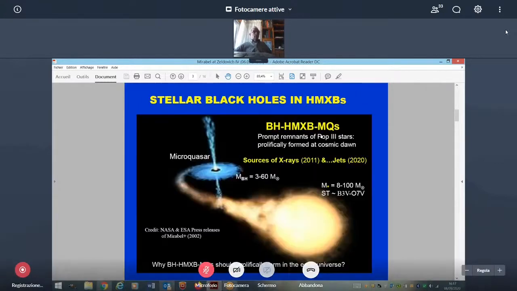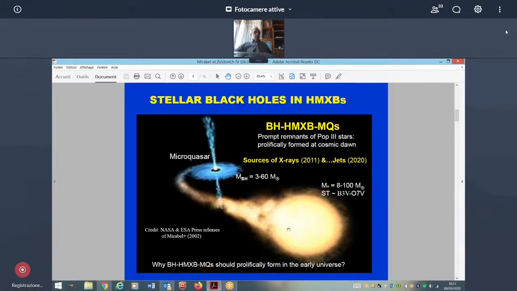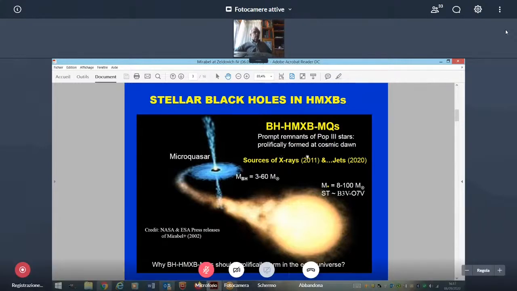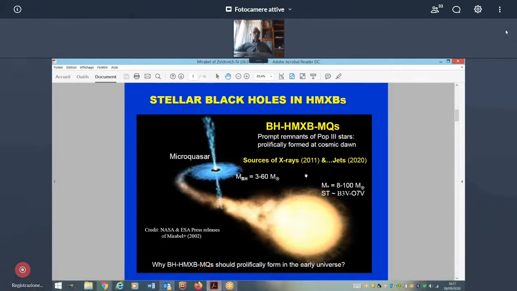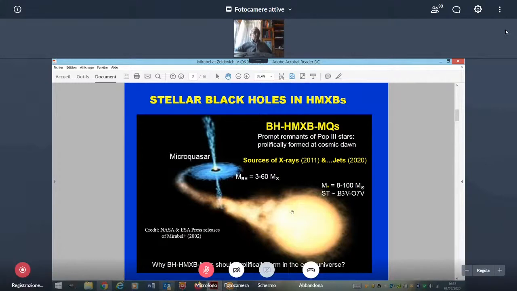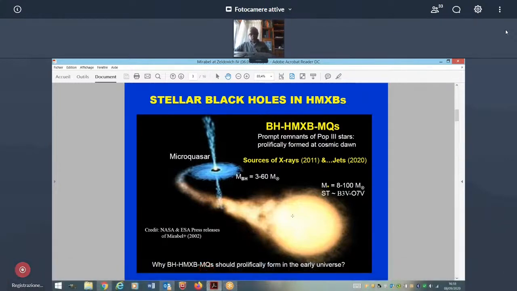So what are black hole high mass X-ray binaries? They are binary systems composed of a black hole that accretes matter from a massive star through an accretion disk that produces X-rays, and these X-rays, as I said, are hard X-rays. If they were produced very early, they would preheat the intergalactic medium. Now I'm proposing that the relativistic jets from these microquasars should also play an important role at the dawn of the universe if they were prolifically formed at that time. Now, what is the reason? What are the astrophysical new results that justify this hypothesis?